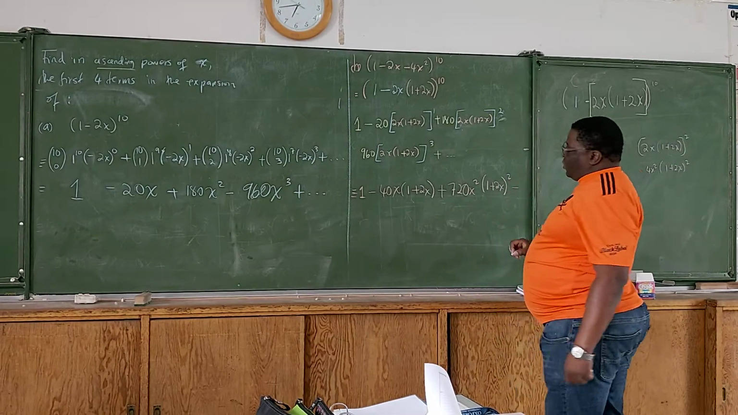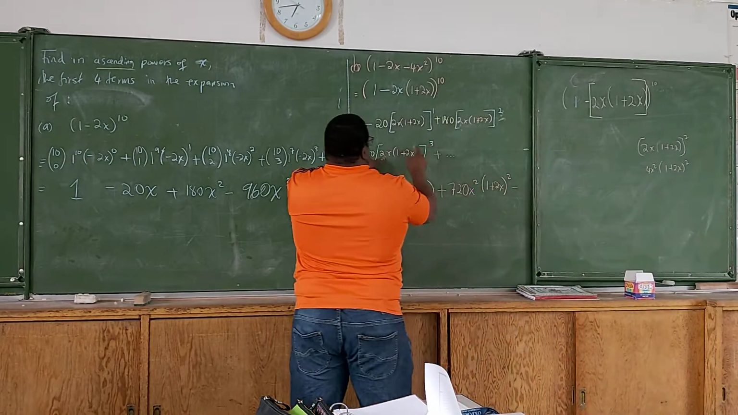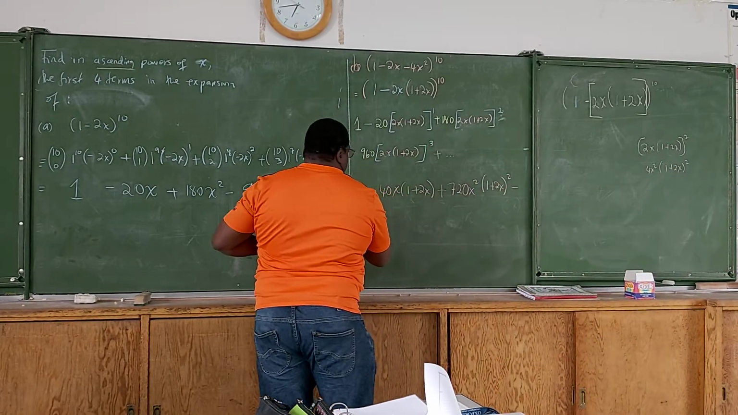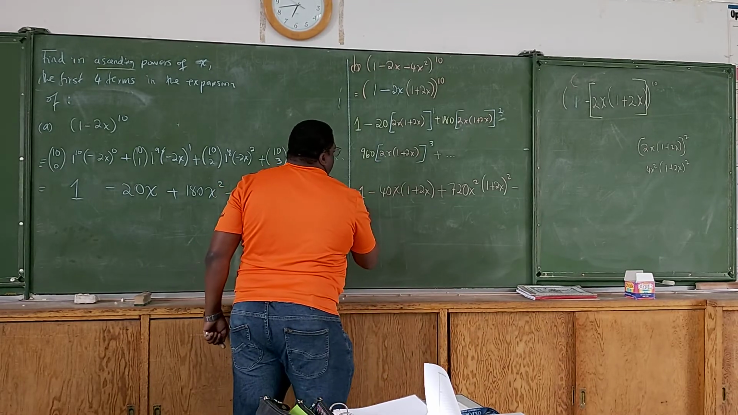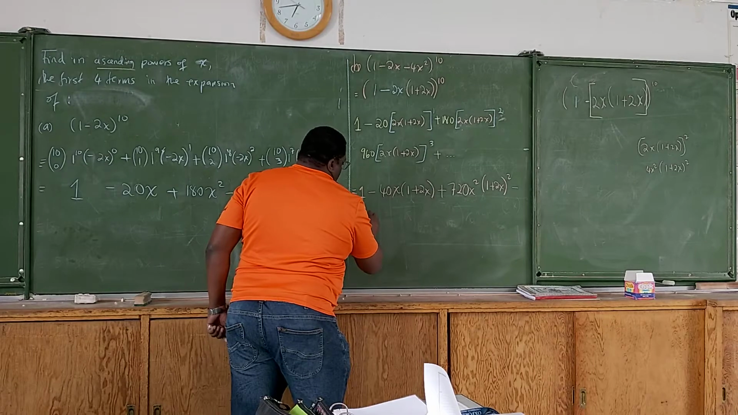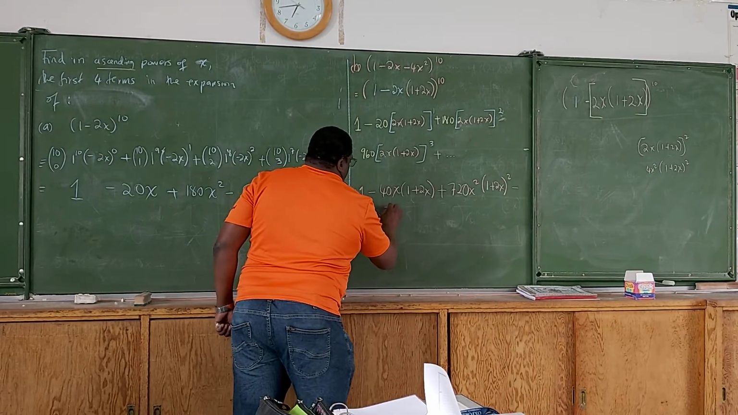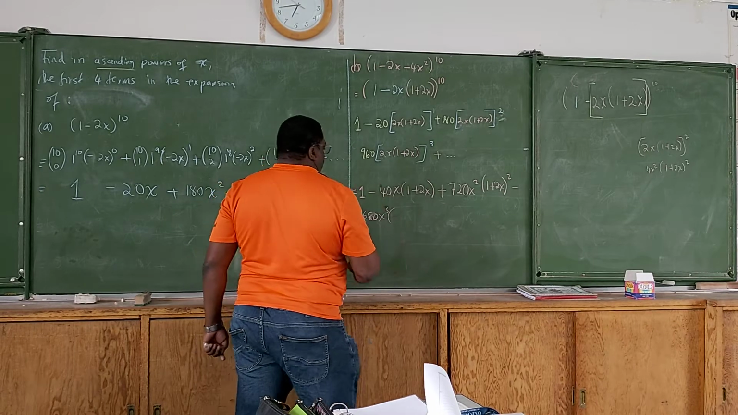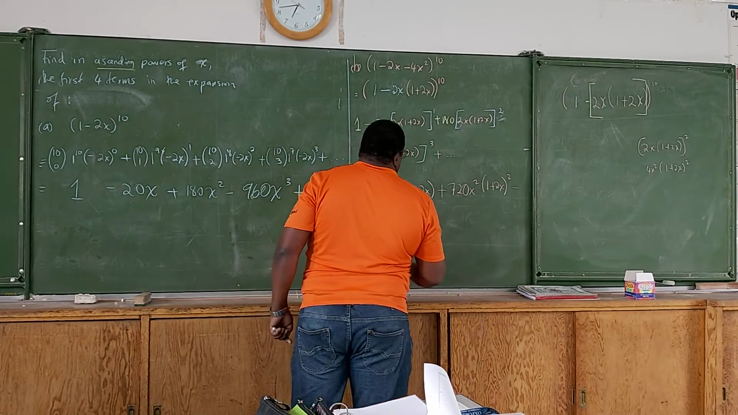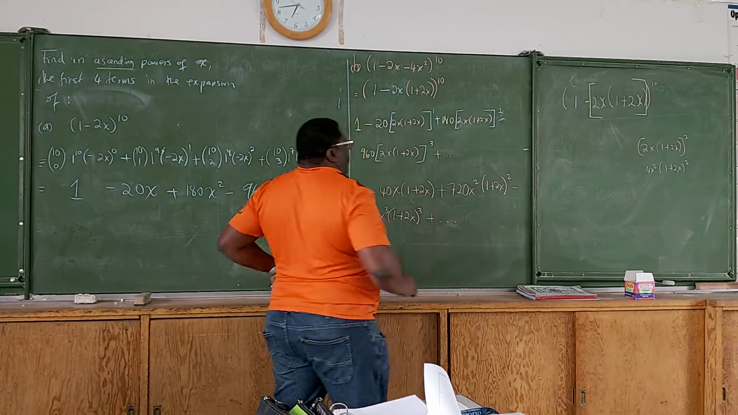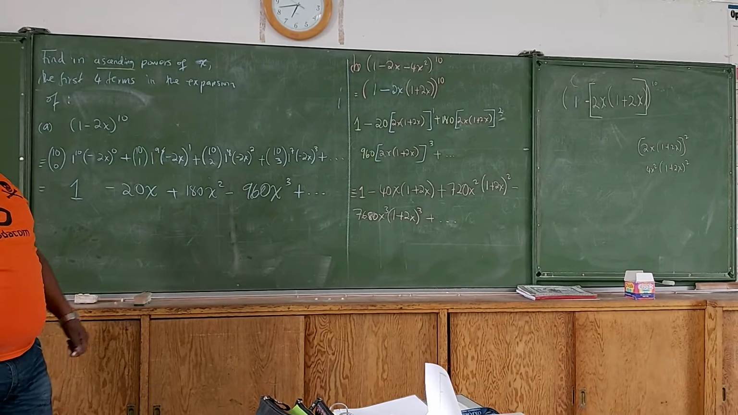Yes. Minus, I'm going to do the other one, right? 2x cubed becomes 960 times 8, which is 7,680x cubed. Bracket 1 plus 2x raised to the power of 3. Plus. So far so good? Okay.